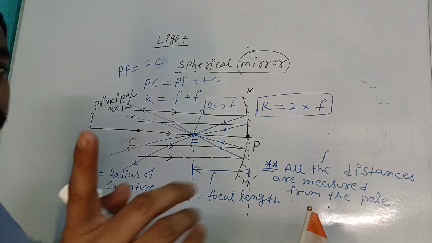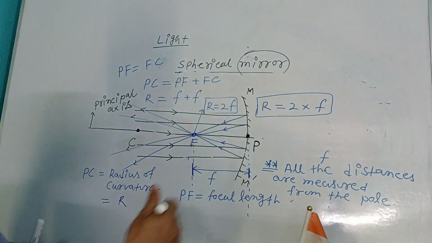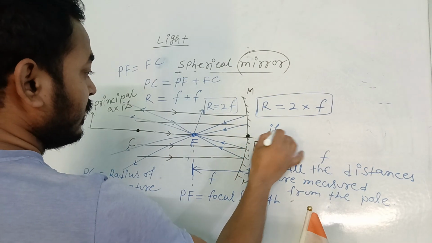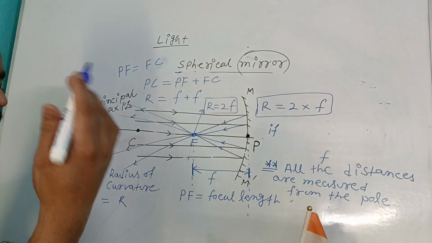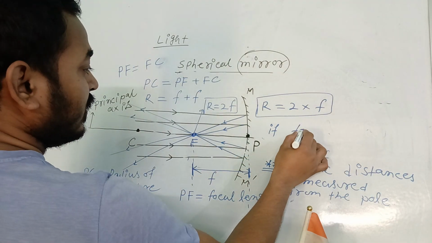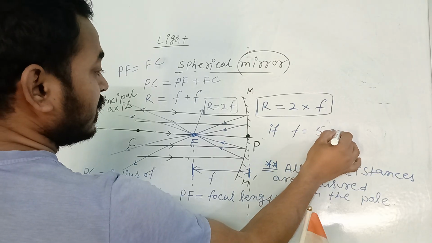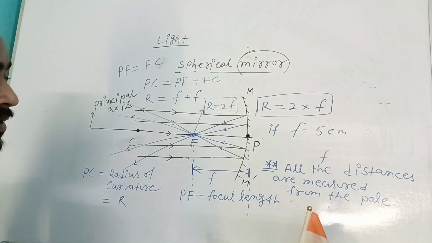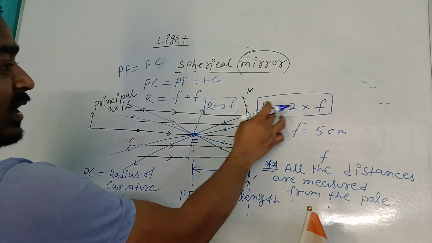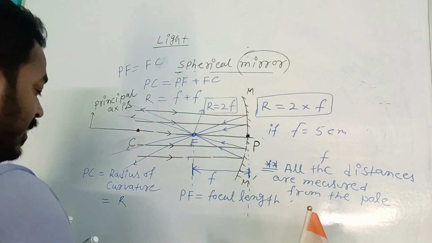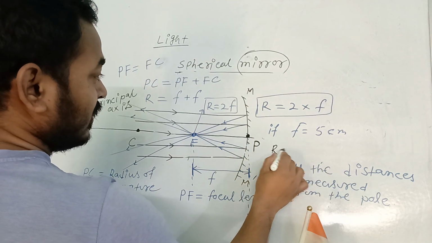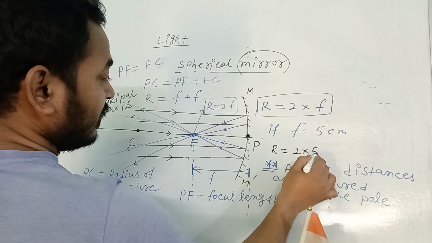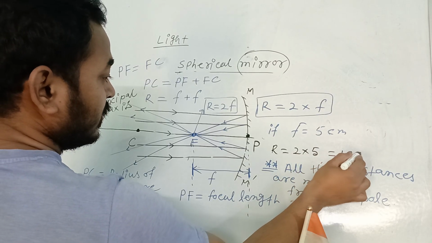This can come as a one question for 1 mark. If the focal length of a concave mirror or convex mirror is given, if f equals 5 centimeter, what is the radius of curvature? R equals 2f. So to solve, we write R is 2 times f, 2 times 5, so this will be 10 centimeter.